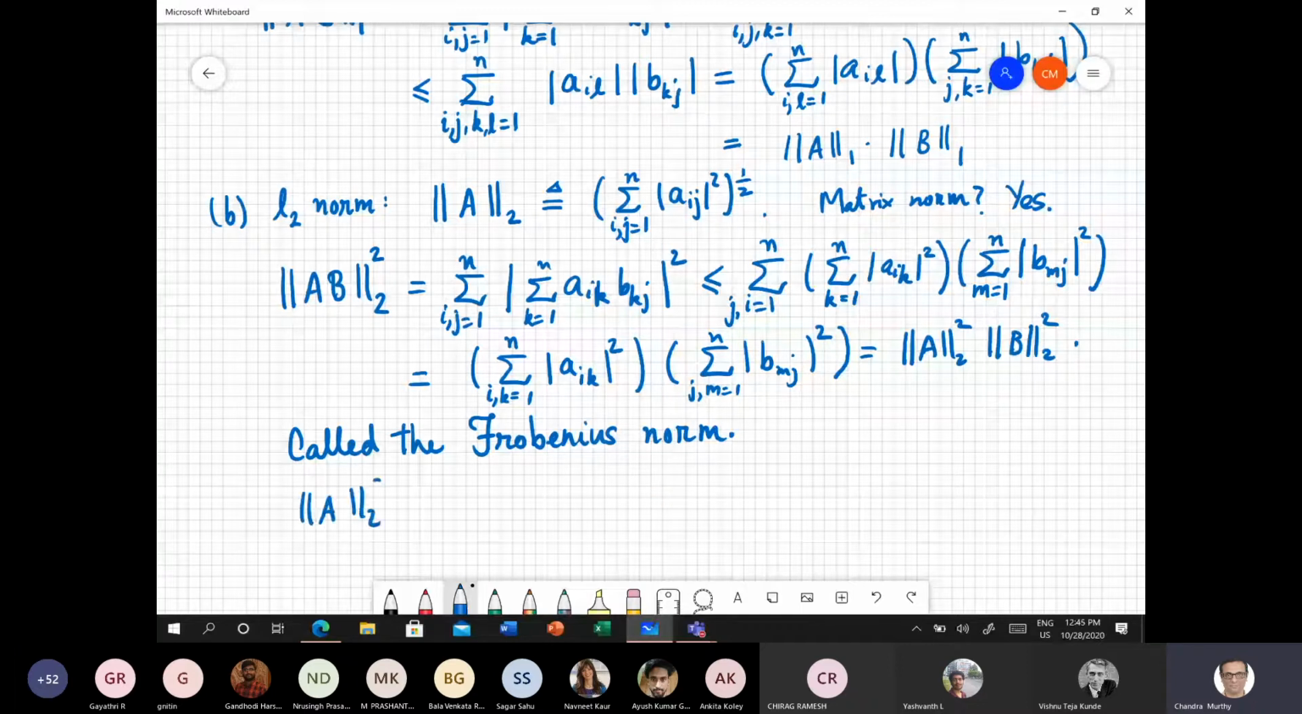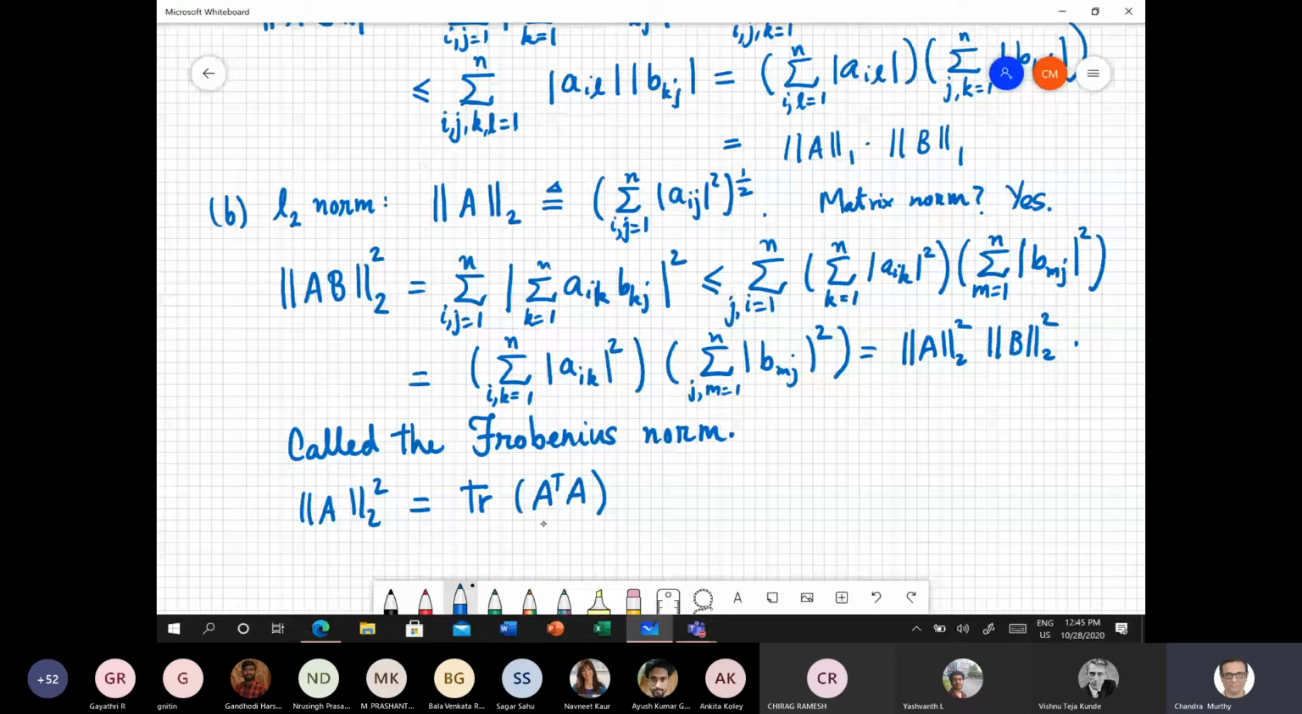A L2 squared is actually equal to the trace of A transpose A. Okay, so if you think about the entries of A transpose A, along the diagonals, you will get the sum of the squares of each column, the entries of each column of A. Okay, so because we are doing this online, I'll just maybe show you that very quickly.